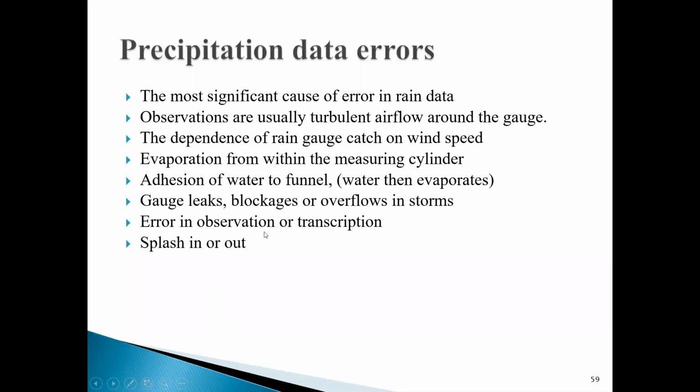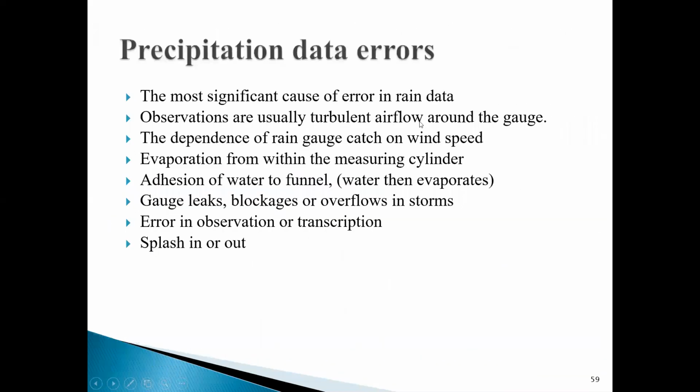Next is error in observation and transcription. This observing and recording also plays a very important role. The person who records the rainfall data manually should be honest in their observation and in recording the same. Next, if there is heavy rainfall, there might be splash. That is, rainfall that falls in the funnel may be splashed outside due to the high intensity of rainfall. So these are some of the errors of the precipitation data.